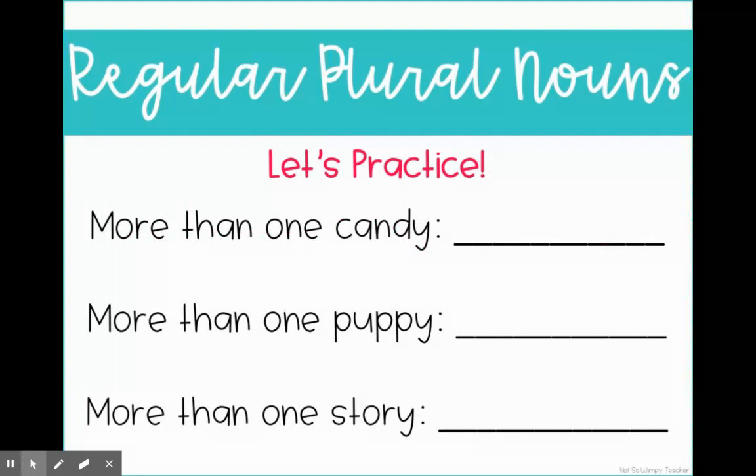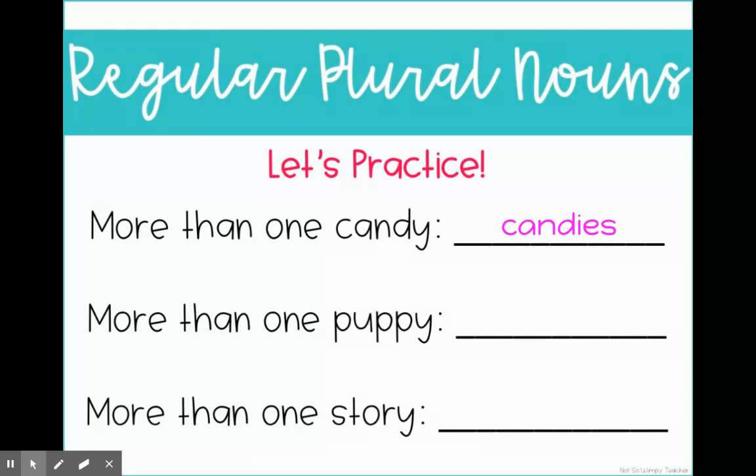So if we had more than one candy, we see that it's D-Y. D is a consonant. So how could we make that into candies? Good. So we would drop the Y and add IES to make candies.